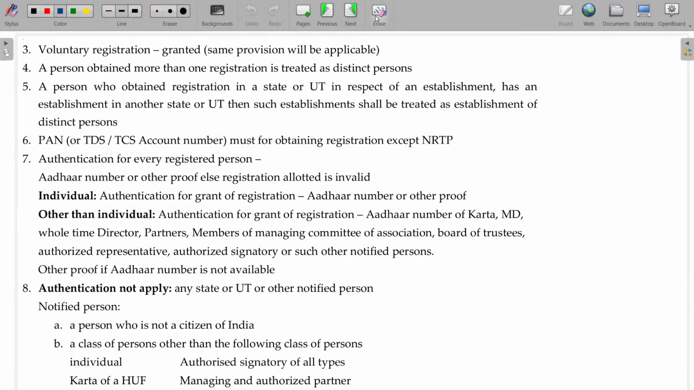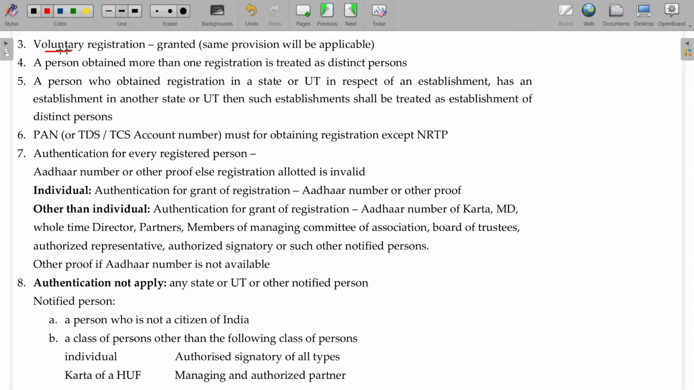Now, third one. Sir, can I go for voluntary registration, sir? Yes, of course, you are eligible for voluntary registration also. So, if you want to go for voluntary registration, what could be the provisions? The same provisions will be applicable.